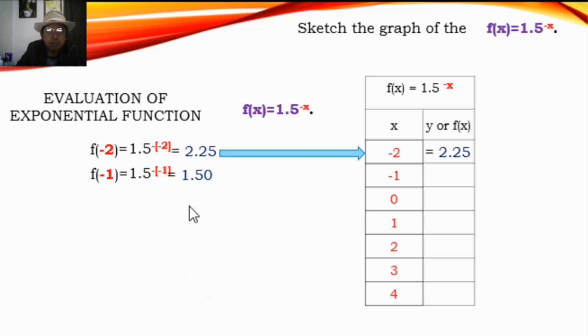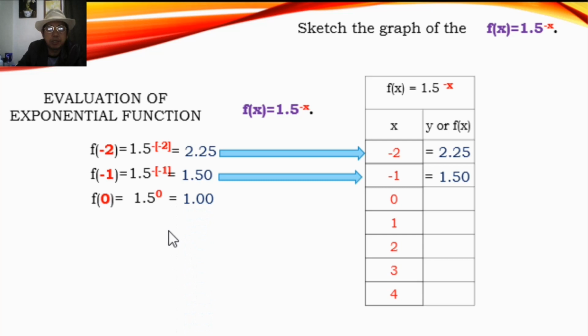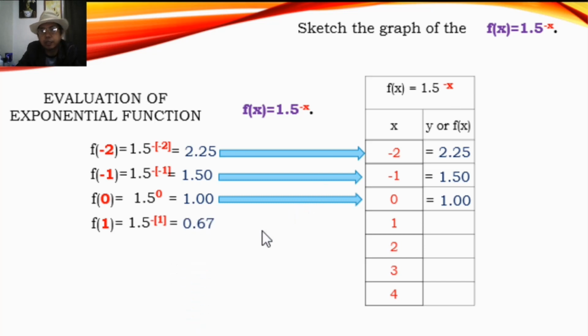It will give you the same base, that is 1.5, and that would be our coordinate, negative 1 and 1.5. The same, if my x is 0, the result would be 1.5 raised to 0. It will always give me a result of 1. Assuming that we have already evaluated this one, you can follow it with your calculator. It will give you a result of 0.67.